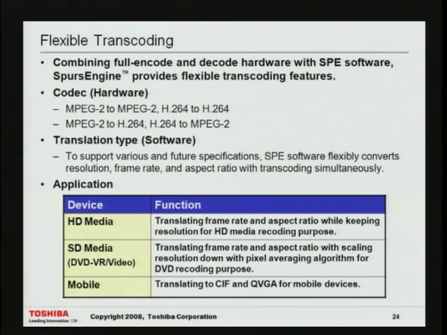The first application is transcoding. Combining full encode and decode hardware with SPE software, SpursEngine can provide flexible transcoding features. So SPE software flexibly converts resolution, frame rate, and aspect ratio simultaneously with transcoding.